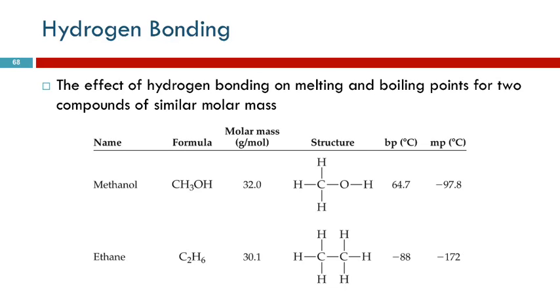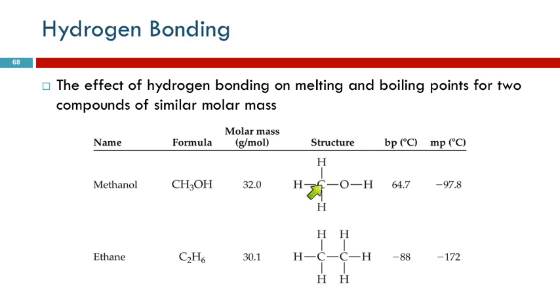We can see the effect of this on melting and boiling points as well. So here we've got methanol and ethane, and their molar masses are similar. So difference in dispersion force is not going to account for the changes we see here. Ethane is a nonpolar molecule. You see how nice and symmetrical it is? It has a very low boiling point, -88.